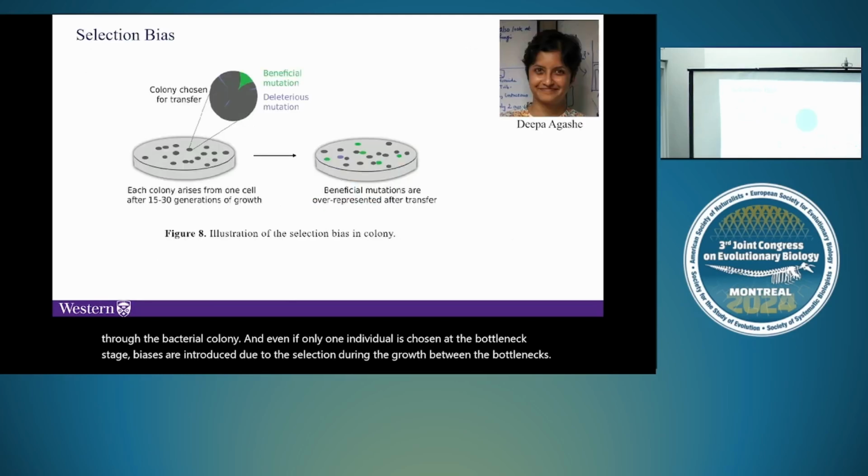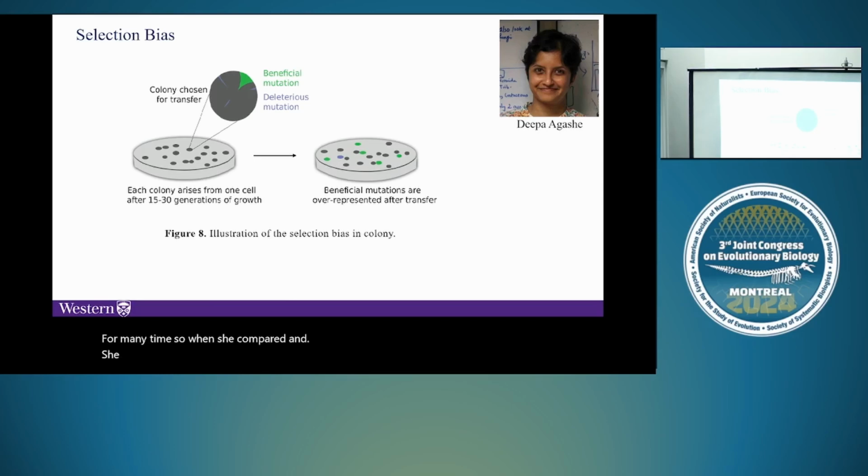In the experiment which is done by Deepa, she takes a sample of individuals and adds a lot of water so that the cells are far from each other, and they start growing to make their own colony, and she transfers to the new plate, and she repeated this process for many times. So when she chose a colony for transferring.